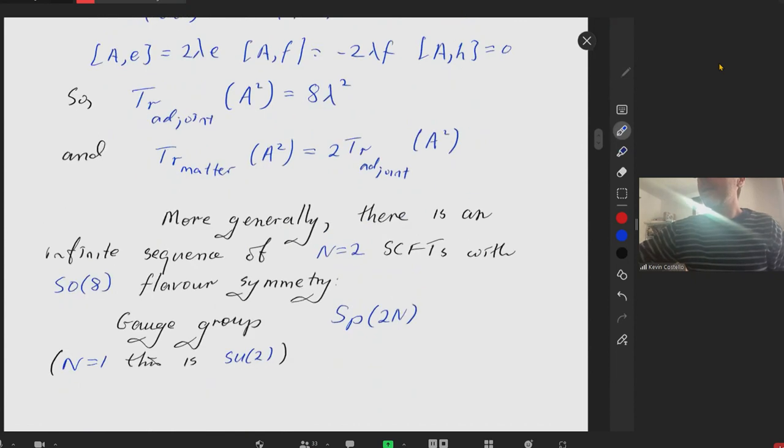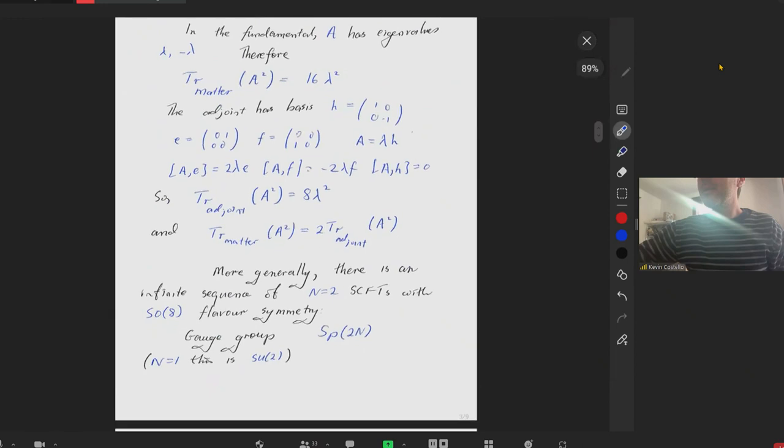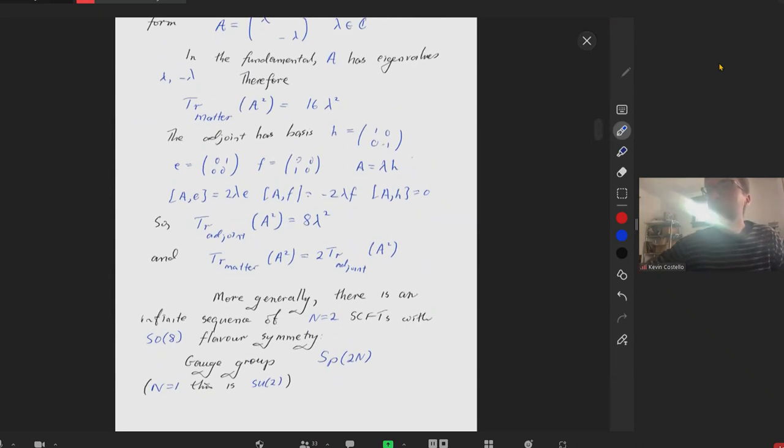Okay. Good. So because we're interested in holography, we would like to have an infinite sequence of such N equals 2 SCFTs. It turns out that there is such a sequence with SO(8) flavor symmetry. In these cases, the gauge group is Sp(2n). Now for n equals 1, Sp(2) is SU(2), so this does indeed generalize.